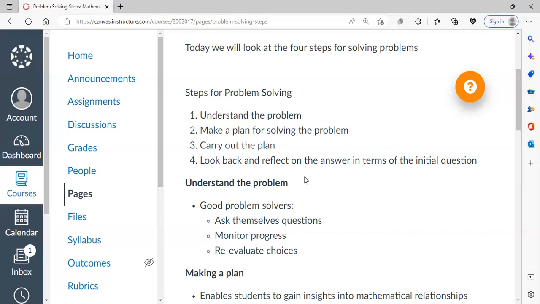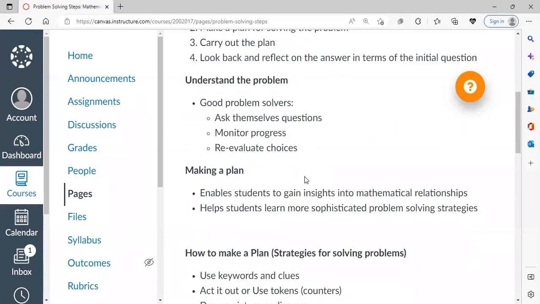When we make a plan, as we said earlier, it helps us to gain insight into the mathematical relationship, that relationship that mathematics has with real life. When we make a plan, we're able to see that relationship, all right? Making a plan also helps us as students to learn more sophisticated ways of solving our problem.